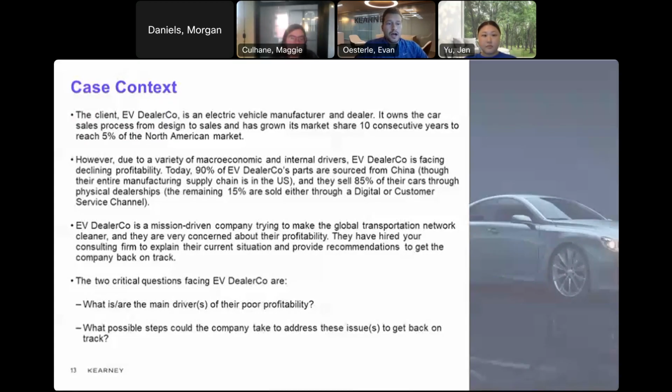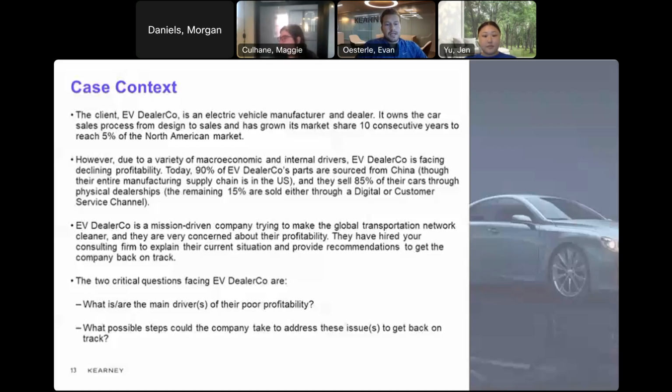So our client, EV Dealer Co., is an electronic vehicle manufacturer and dealer. It owns the car sales process from design to sales and has grown its market share 10 consecutive years to reach 5% of the North American market. However, due to a variety of macroeconomic and internal drivers, EV Dealer Co. is facing declining profitability. So very typical case structure of profitability.